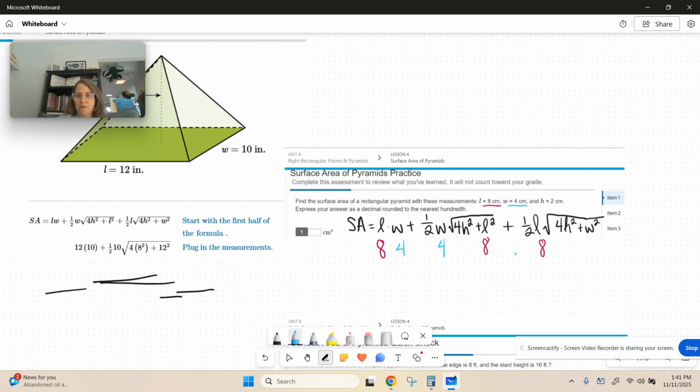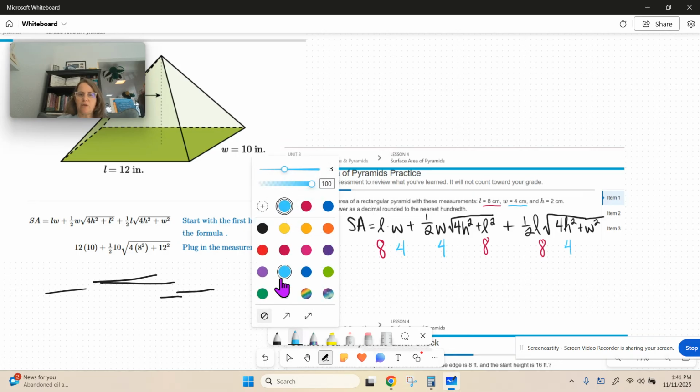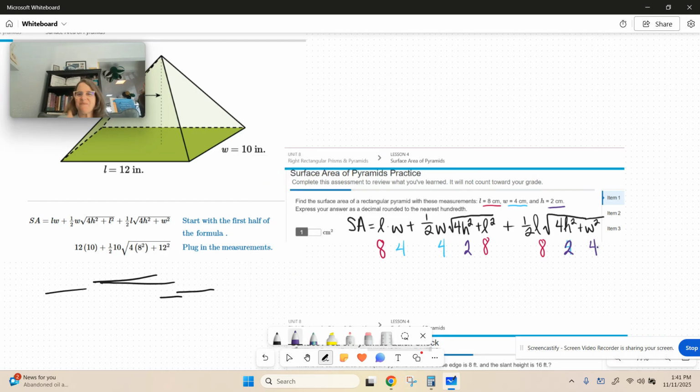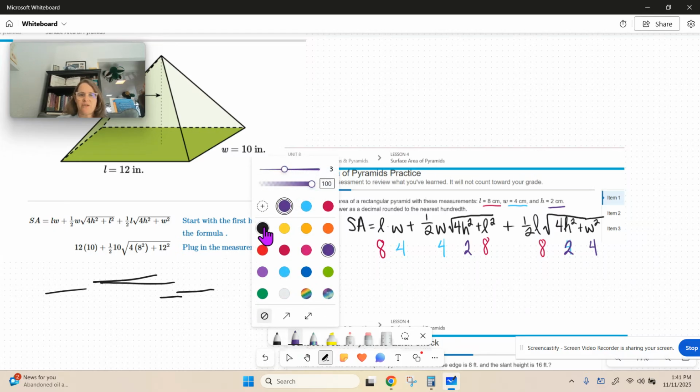Here's one here. Here's one. And then for height, I'm going to substitute 2. So there's an H right here. Oh, look at that. I messed up. This should be a 2 here. And the W was a 4. Sorry about that. Okay. The other stuff in the formula doesn't change.